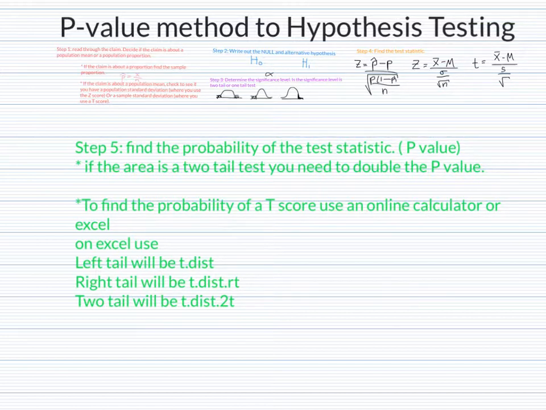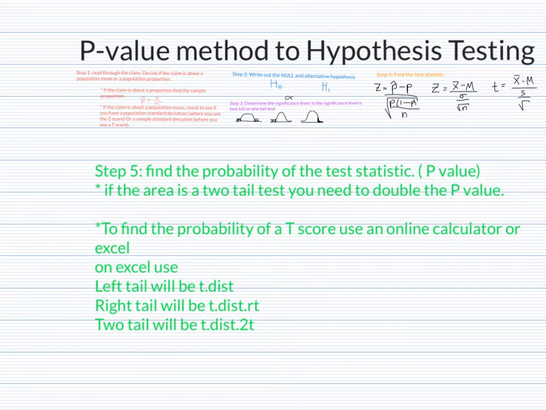So on Excel, you need to know if you have a left tail, a right tail, or a two-tail test, which you should have found up here anyway with these graphs. So if you have a left tail test, you will use this T.DIST. And then it will have the parenthesis, and you'll put your t-score you found and the degree of freedom that you need. Okay, if it's a right tail, you'll use this in the same concept, and two-tail, same concept right there. So that's how you find the probability or the p-value of your t-score.